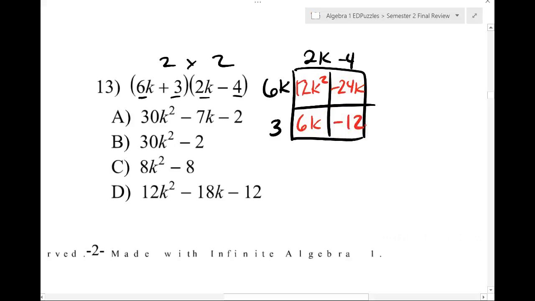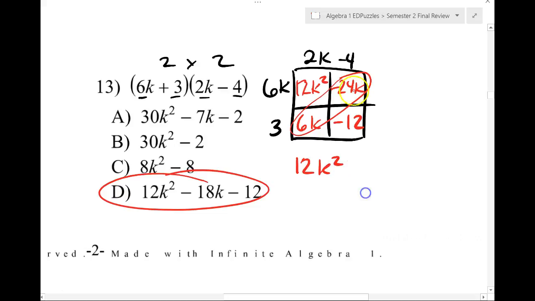Now, you could actually just stop there, because you know you're going to first write this term, 12k squared, and the only one that has 12k squared is D. But just to finish it off, you would add those terms there. So you have 12k squared, and then you can add these two because they're like each other. They both have k. So negative 24 plus 6k would be negative 18k, and then you write the last term, negative 12. Okay.